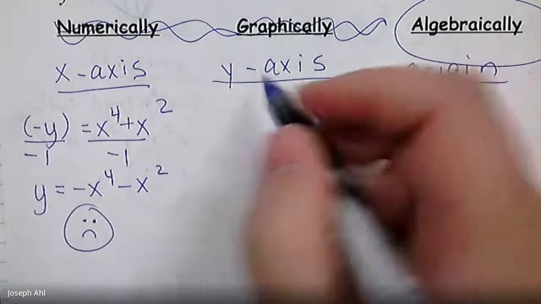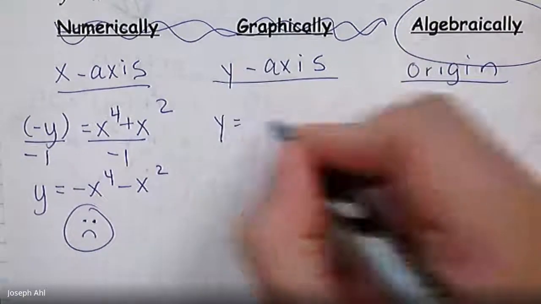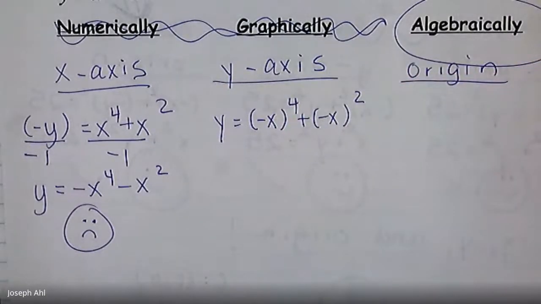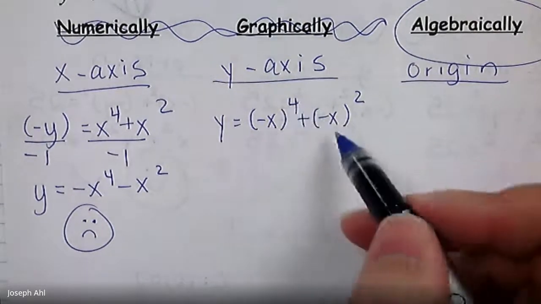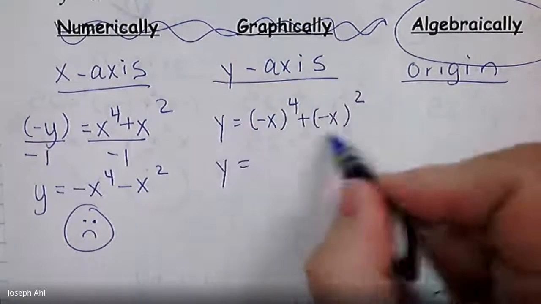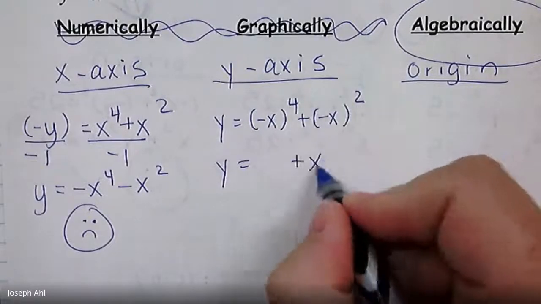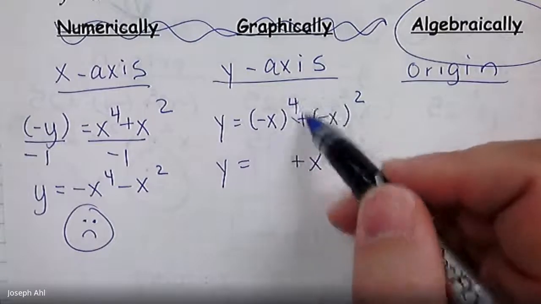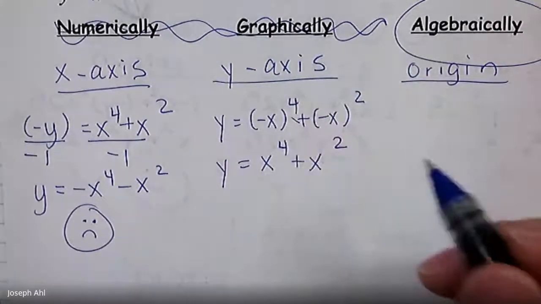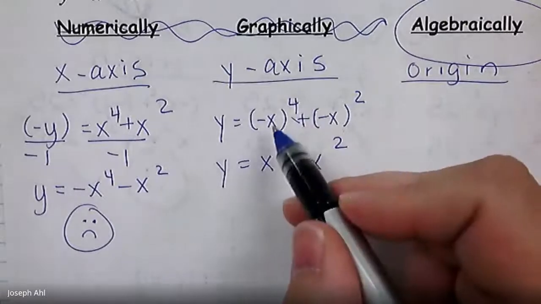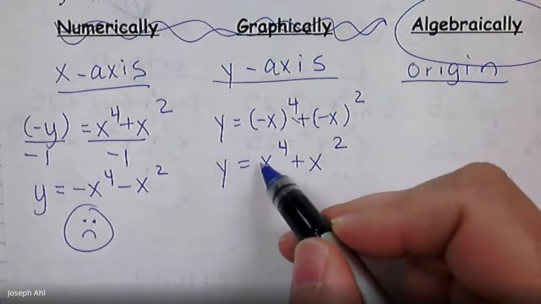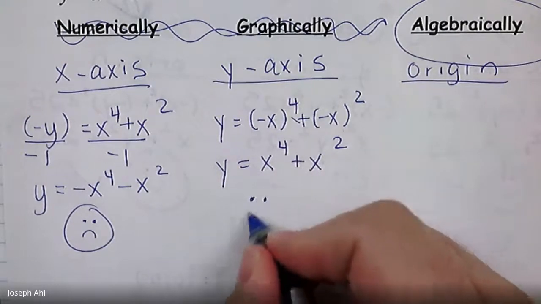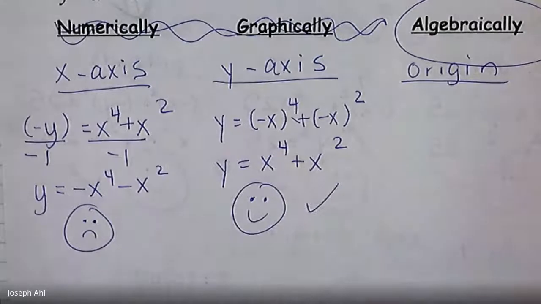Okay, moving on to y-axis. We need to replace x with negative x and see what happens. So negative x to the fourth and then negative x squared. We've done this negative x squared business enough to know that this is just x squared, right? Now, if I raise negative to an even exponent, hopefully you're good to know that that's also positive x to the fourth. If you raise this to an odd exponent, then it becomes negated, right? So this is x to the fourth plus x squared. Look at that. Same as the original. So we've got some y-axis symmetry.